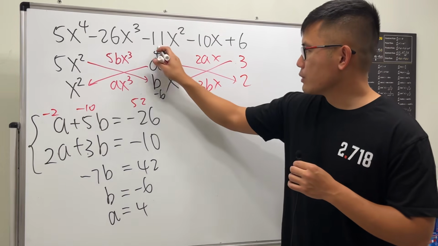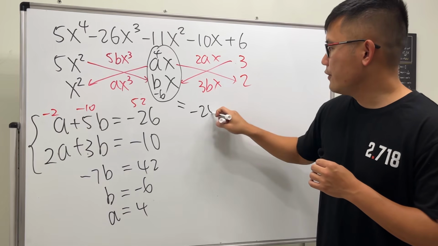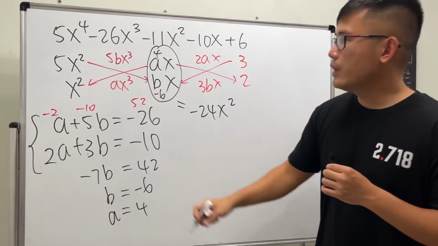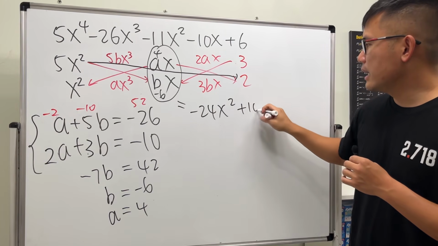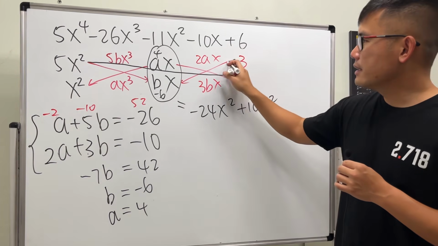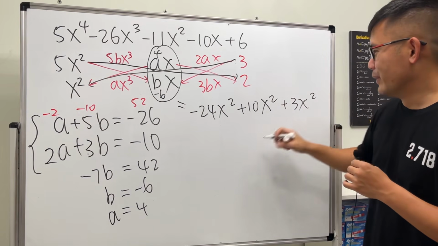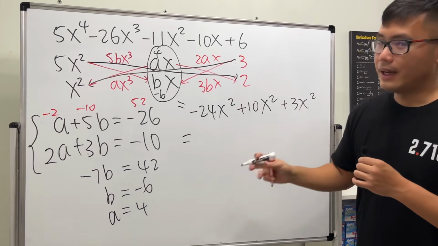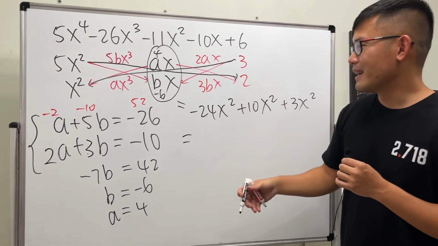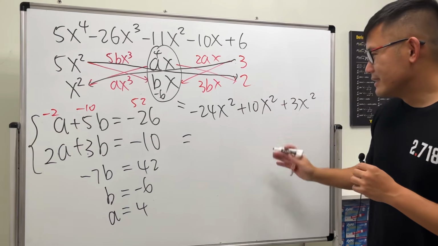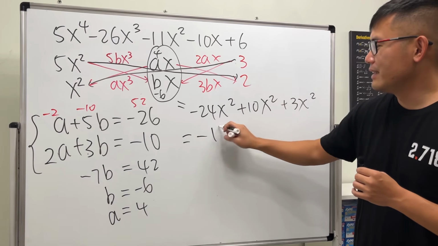And what I will do is I will just multiply this and that, which I will get negative 24x squared. And then we will have to do this times this. That will give us plus 10x squared. And then take this times that. That's plus 3. Hey, it works. I didn't prepare this, okay? Well, I kind of did, but I forgot. Yeah, anyway. Yes, 13 plus this is negative 11x squared.